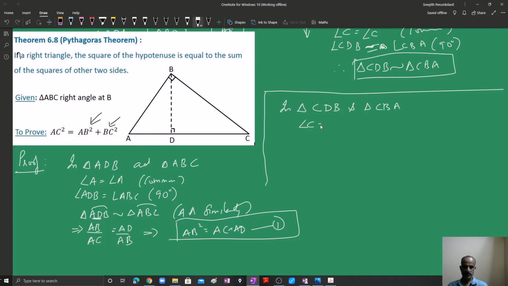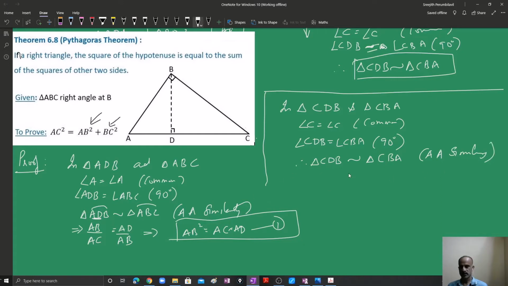Angle C is equal to angle C, common. Angle CDB is equal to angle CBA. Why? 90 degrees. Therefore, triangle CDB is similar to triangle CBA. Which similarity? AA similarity.